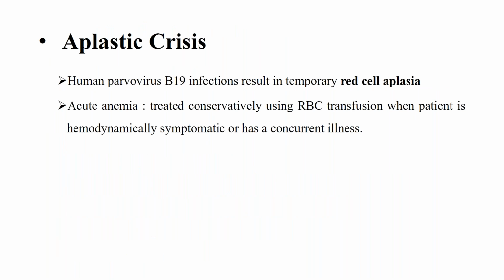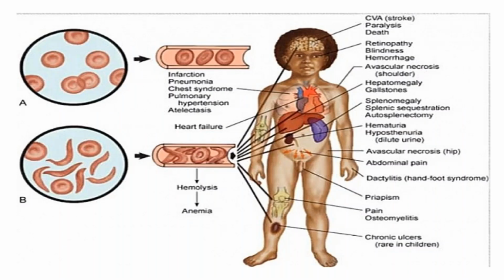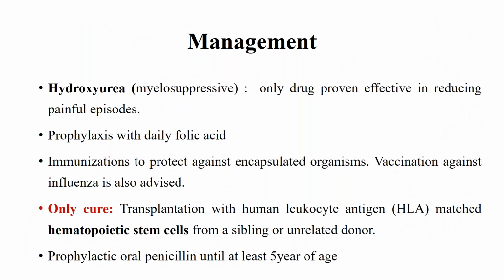Aplastic crisis in sickle cell is the same as any hemolytic anemia because, as we have discussed in hereditary spherocytosis, that is the same. This is a picture explaining the various manifestations of sickle cell disease and various complications that can arise. It can lead to stroke, paralysis, retinopathy, avascular necrosis of shoulder, hip, hematuria, okay, autosplenectomy, abdominal pain, dactylitis, osteomyelitis, chronic ulcers. So these all are the complications as well as the manifestations of sickle cell.